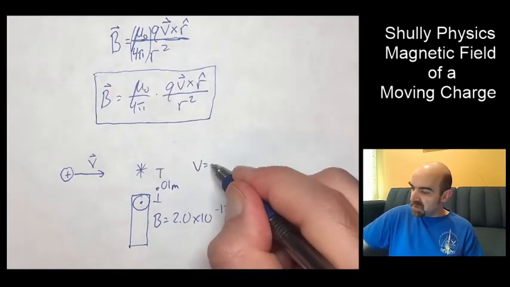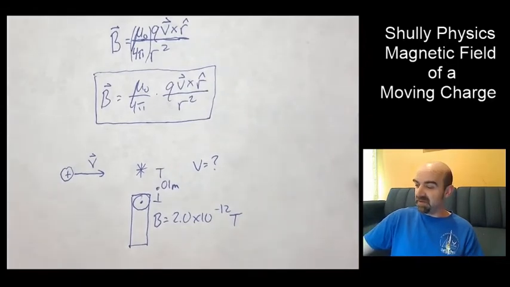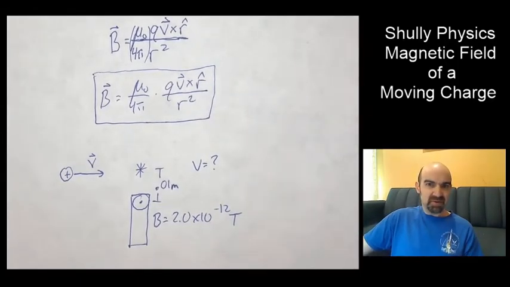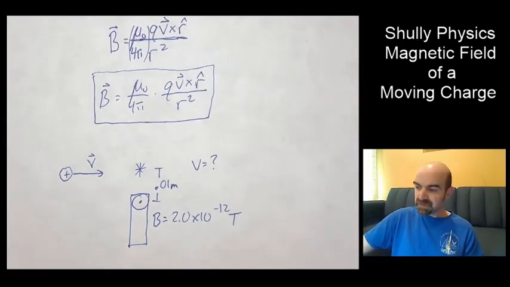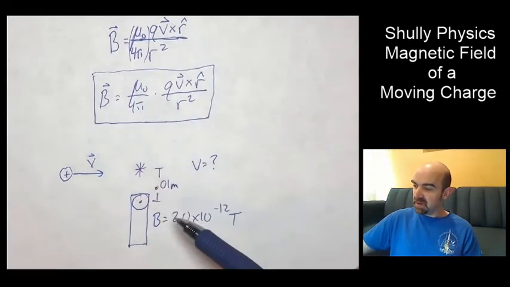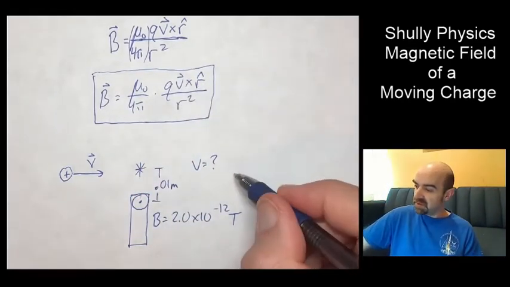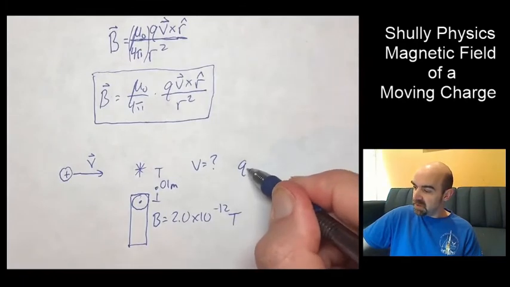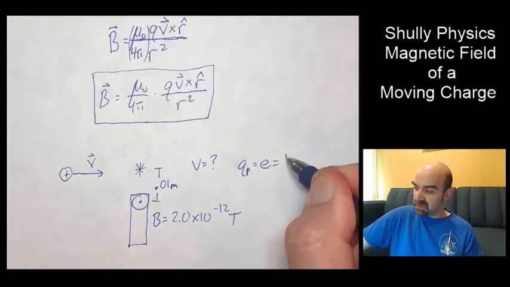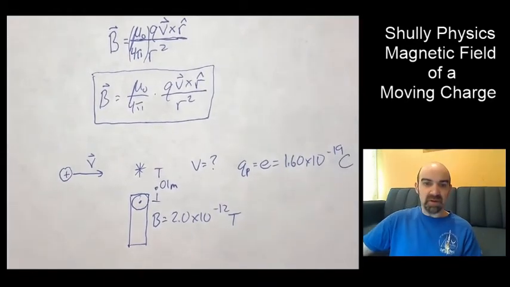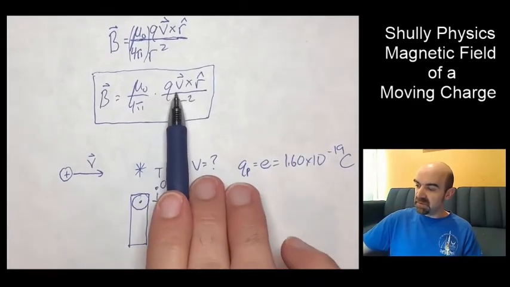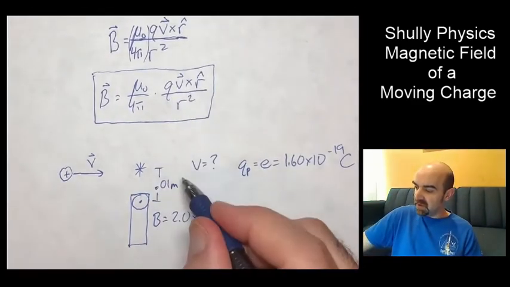What we're going to look for is the velocity V of that proton. This might be a practical application: if we have a stream of protons and we can measure a magnetic field at a certain distance, we might be able to determine their velocity. So it's a good application. All right, so we have the magnetic field. We have Q, the charge of an electron. Sorry, this would be the charge of a proton, the elementary charge, which is positive 1.6 times 10 to the negative 19 coulombs. So we have that value. Got the charge, we're looking for the velocity, and we have the distance r.